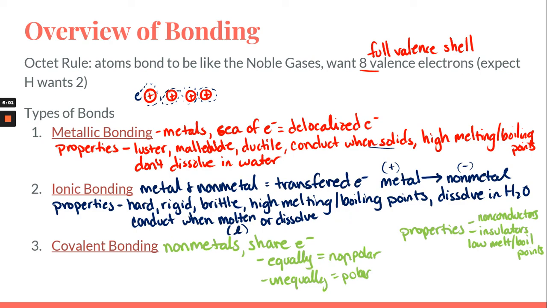The last property that they have is that nonpolar doesn't dissolve. Polar does dissolve. So for covalent bonding, it really depends on what they're doing with those electrons, whether they're being shared equally or not, in order to figure out if they're dissolving or not. But that's the three types of bonding and their properties.